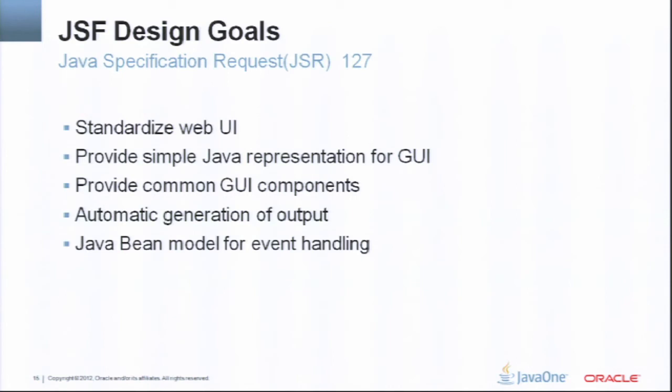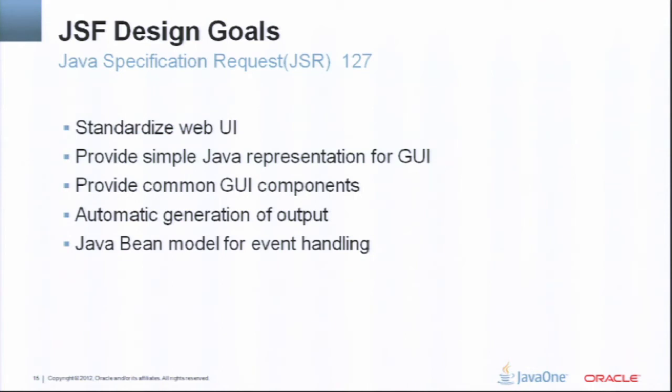Then automatic generation of output. Your output generation should get decoupled from your framework stuff. In the sense that at a later point, if you want to generate output for a terminal device or some other channel, then from the developer side, it should not be an issue. It should be handled at the framework level, one level below. So the developer should focus on his business logic rather than on the technology side. Then a Java-based model for event handling. It's more like the way your desktop applications work.